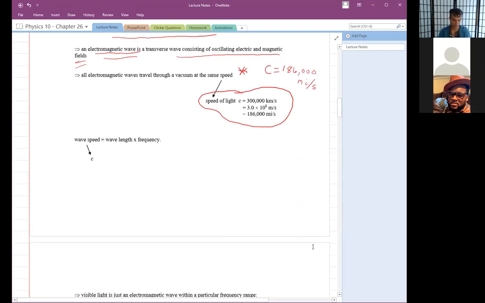So if you remember, the one big equation for all waves is that wavelength times frequency equals wave speed, right? This is true for all waves.